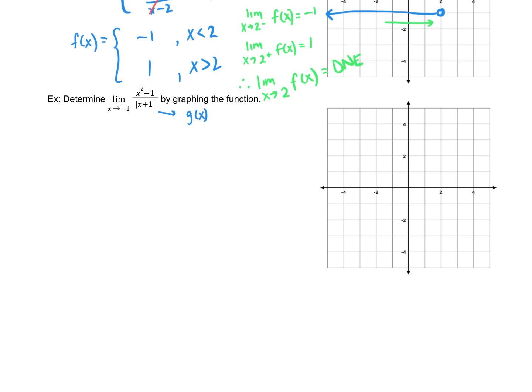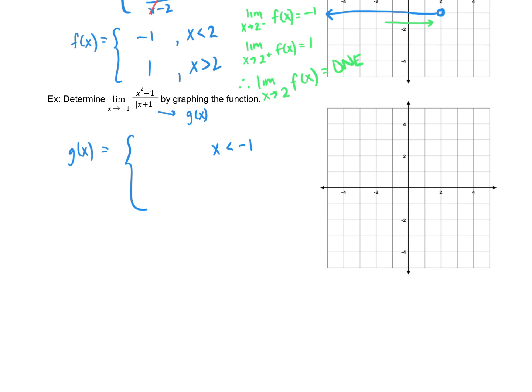Because when x is -1, -1 plus 1 is 0 in the denominator. Anything greater than that will give us a positive in the denominator. Anything less than that, that x plus 1 will be negative. So let's split off into 2 pieces. Let's start with when x is less than -1.